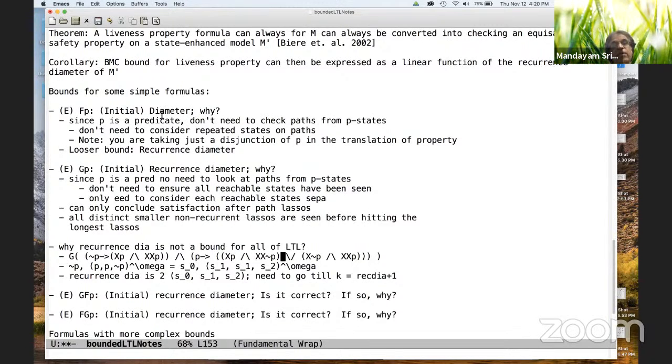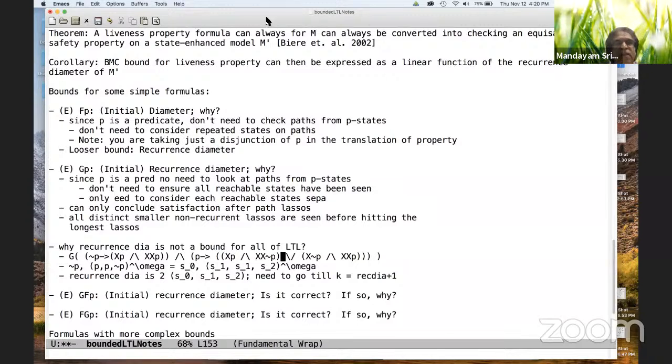When you use bounded model checking to check the safety property, you take the negation, and that becomes an FP, okay? And that's why the bound for showing the existential witness for an FP is the diameter, okay? So that's why the GP gets converted to an FP, G gets converted into F, and that's why you have this as the diameter. Since P is a predicate, yeah, okay.